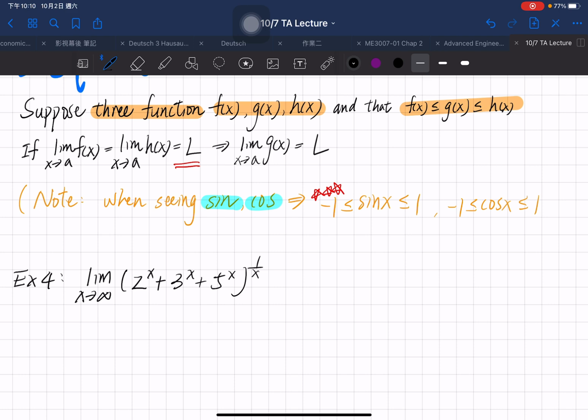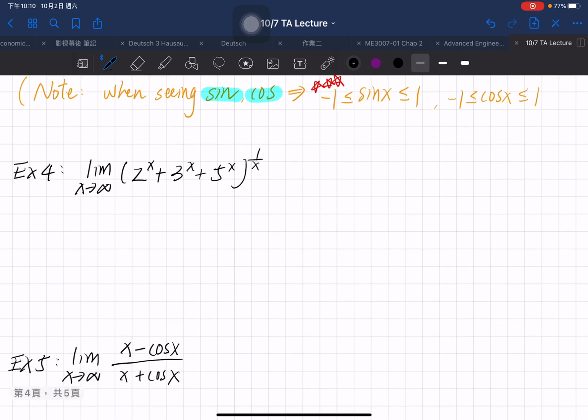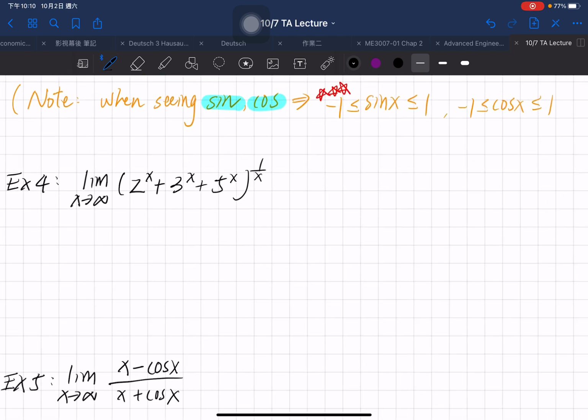Okay, so let's now look at example 4. We want to find the limit of this whole expression when x goes to infinity. You can pause from here if you have any idea, and you can later see how I solve this question. So how do we solve this actually?